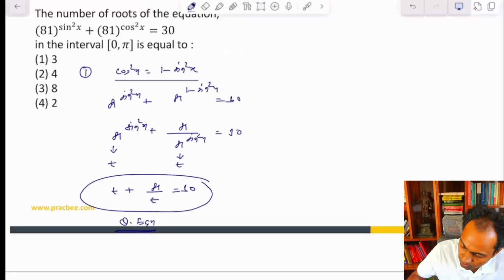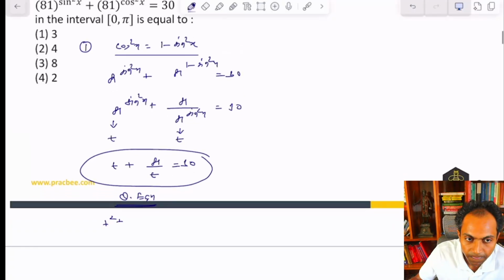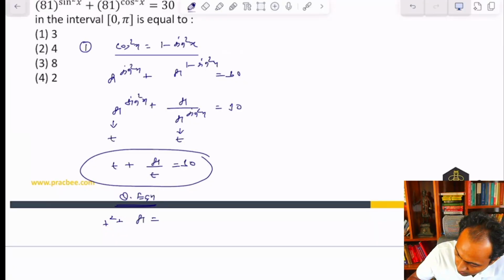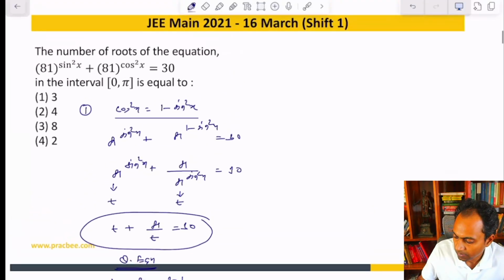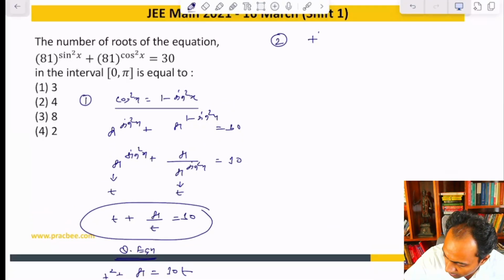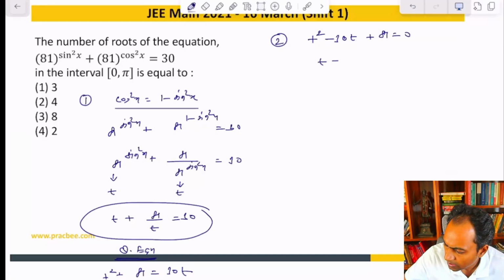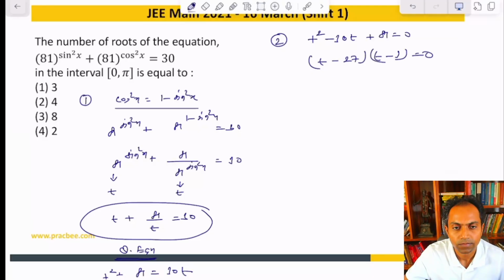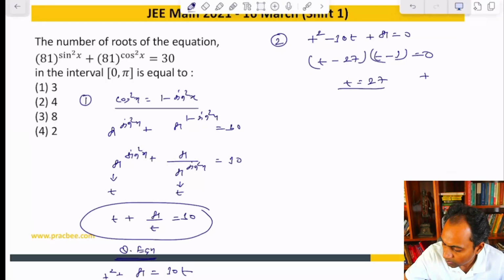If I simplify this, this becomes t square plus 81 is equal to 30 times t. And now in the second part, this can be easily simplified and solved. So it becomes t square minus 30t plus 81 is equal to 0. So this can be written as t minus 27 into t minus 3. Now once you have this, the value of t comes out to be 27 and the value of t comes out to be 3.